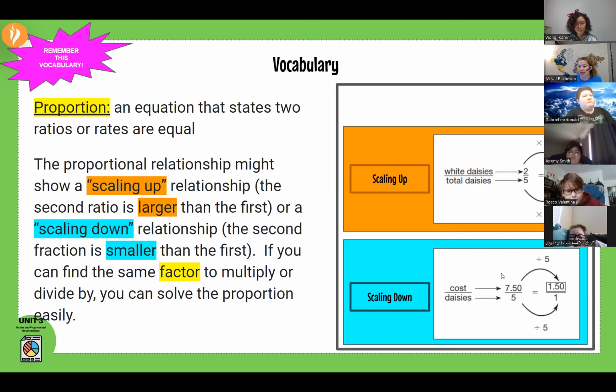All right, this bottom example, if we divide 7.5 by 5, we get 1.5. And if we take the number 5 and divide it by 5 and get 1, since we did the same thing to the top and bottom, that means these 2 ratios are equivalent. And when we set them equal to each other, that forms a proportion. So a proportion is a statement that 2 ratios are equal. That's what a proportion is.